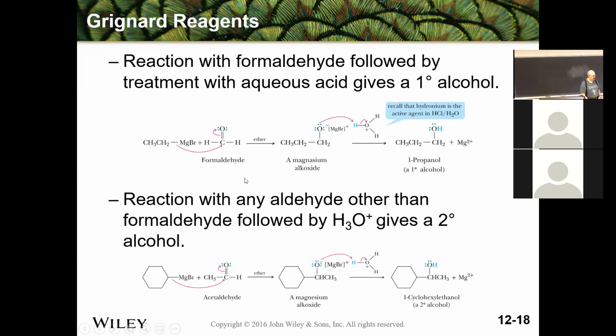Then we have to wait until this reaction is finished before we add dilute acid. This may be something like 3 molar HCl. This last step is simply an acid-base reaction where the alkoxide grabs a proton from hydronium and we get an alcohol. If we're using formaldehyde, we'll end up with a primary alcohol, 1 carbon longer than what we started with.